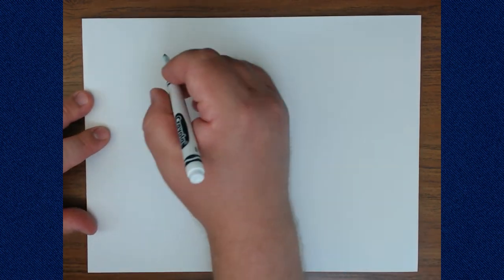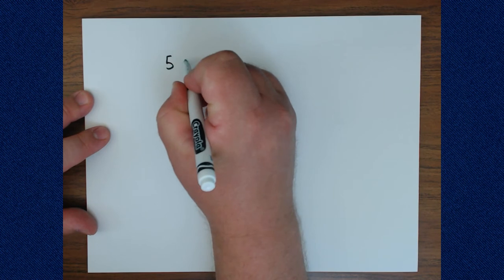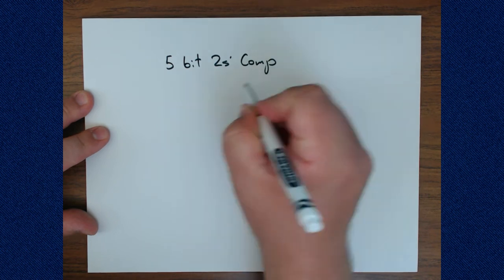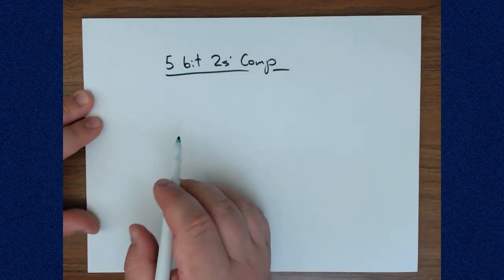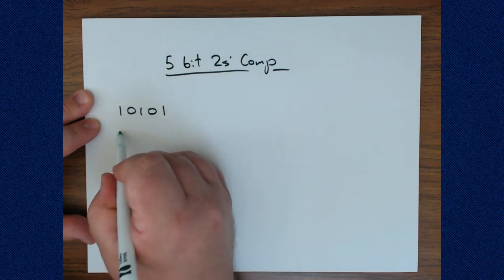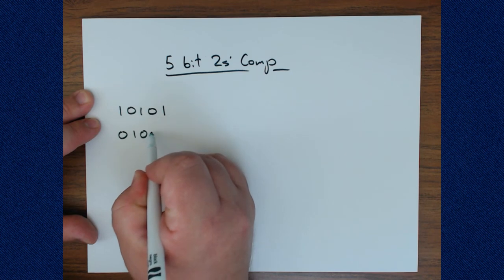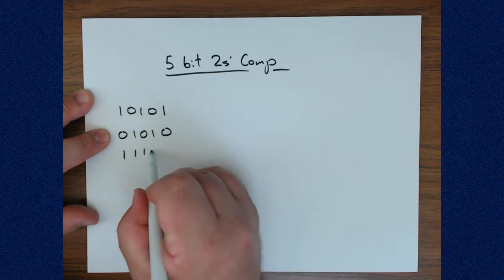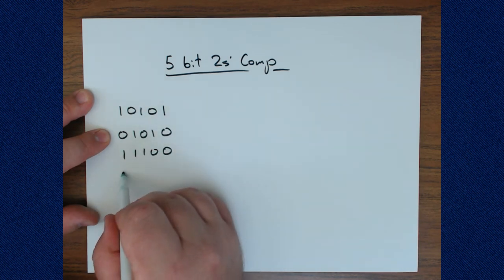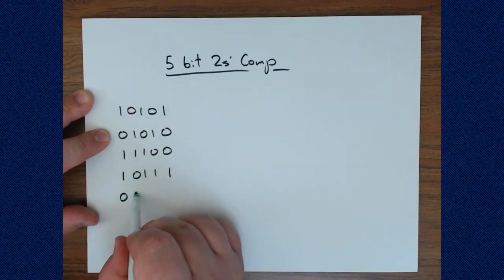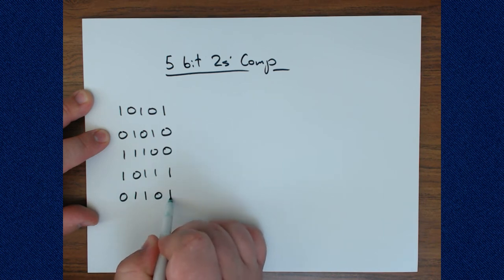Great. Let's do some examples. Let's take some bit patterns as we have in the past. We'll assume a 5-bit 2's complement machine, and we'll see what we get for our favorite bit patterns. We've got 1, 0, 1, 0, 1. That's one of them. 0, 1, 0, 1, 0 is the second. 1, 1, 1, 0, 0, that's the third one. 1, 0, 1, 1, 1, that was another, and the other one was 0, 1, 1, 0, 1.